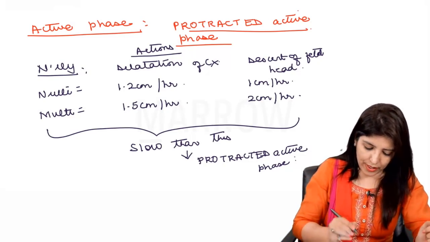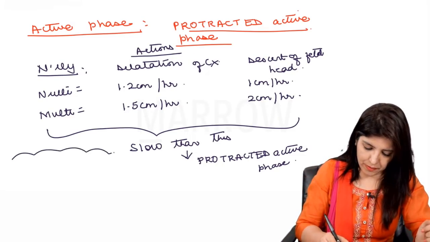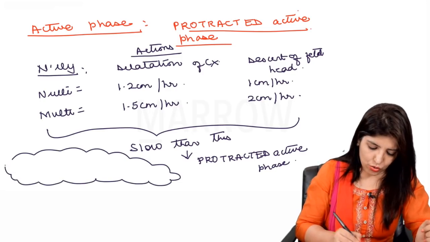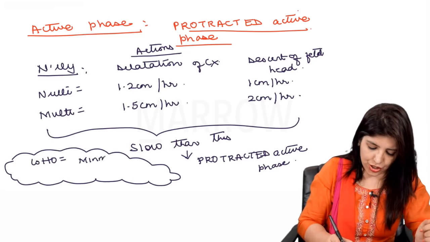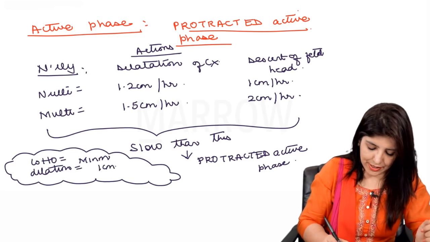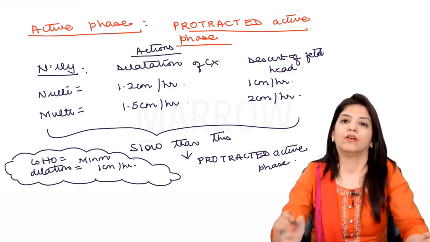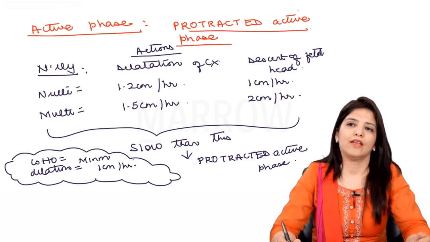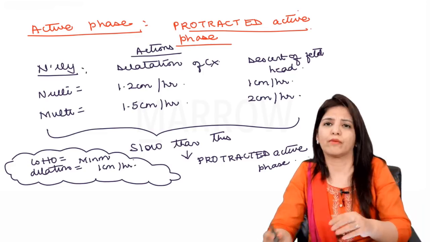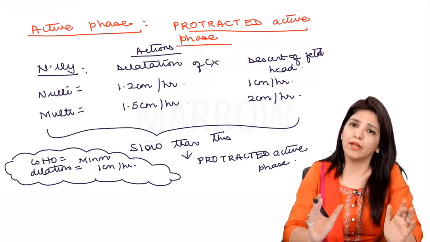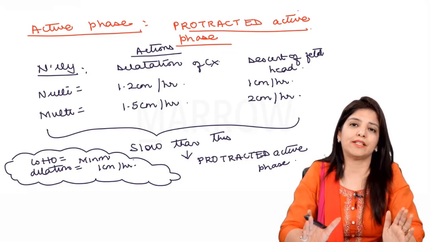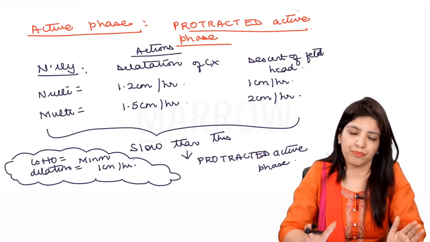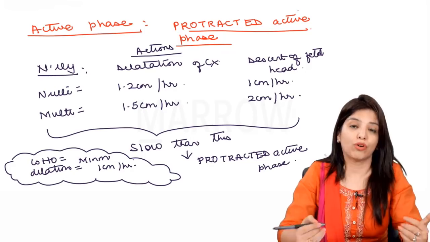Now, one very important point here is that according to WHO, the minimum dilatation should be 1 centimeter per hour. So WHO says forget about nulliparous, forget about multiparous. It says that the minimum dilatation in active phase should be 1 centimeter per hour. Otherwise, this is protracted active phase.